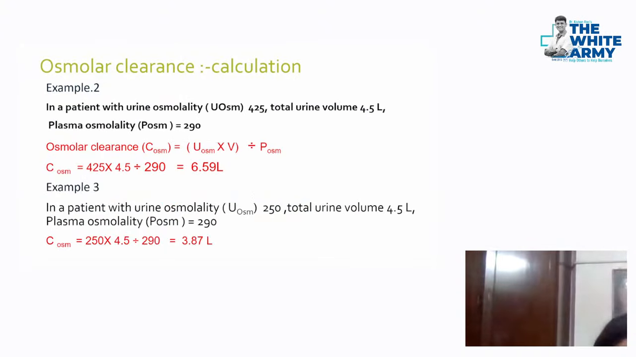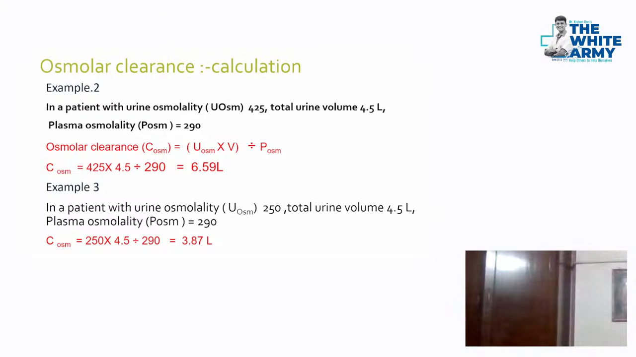Similarly, if a patient has a high urine osmolarity of 425 and the total urine volume is 4.5 liters, the osmolar clearance is 425 times 4.5, which is the volume, divided by the plasma osmolarity of 290, which gives 6.59 liters. So this is the volume required to make the urine osmolarity 425 in a patient who has a plasma osmolarity of 290.